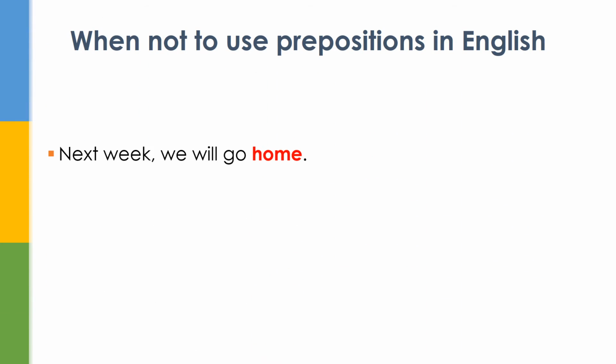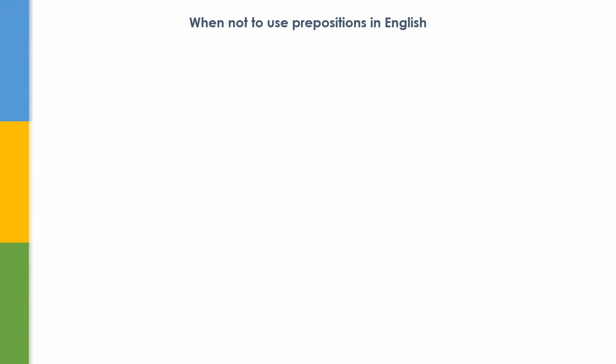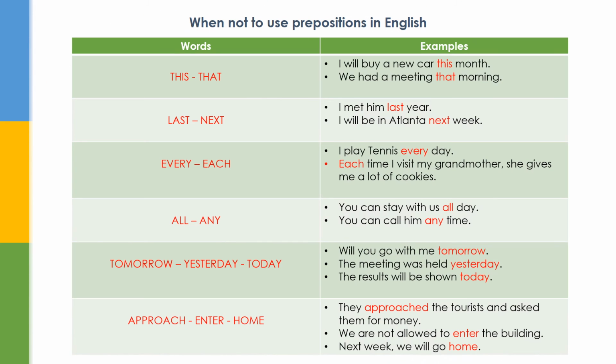Our last example, next week, we will go home. It is incorrect to say, next week, we will go to home, because we don't add the preposition to before the word home. You can say simply, go home. Here is a table containing all the words explained above so that you better organize them in your mind.